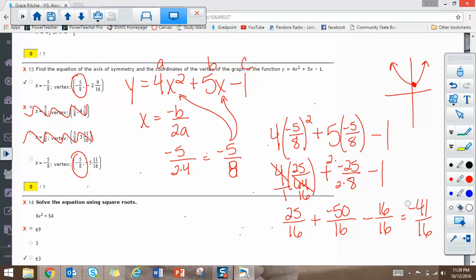And it looks like it's this answer. 16 goes into 41 twice. That's 32 with 9 left over. So that's why it's that top answer.